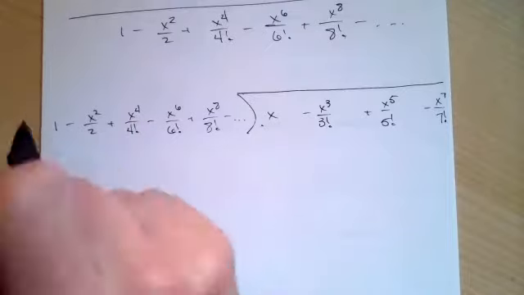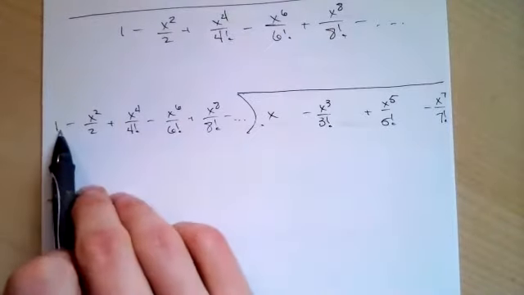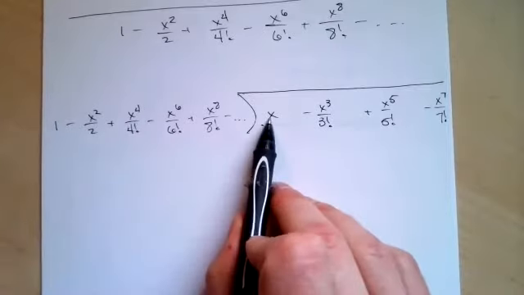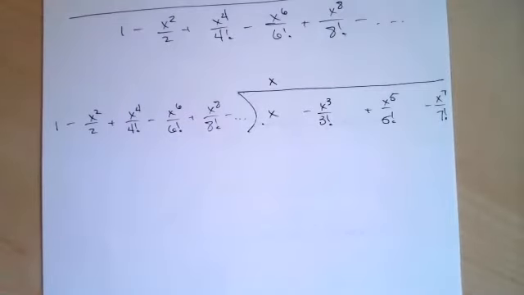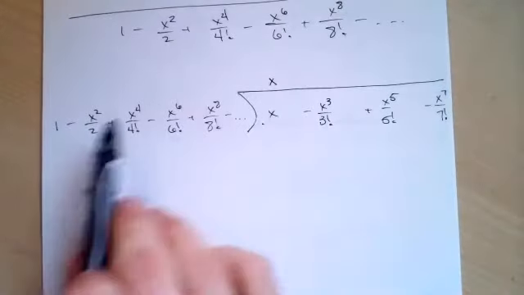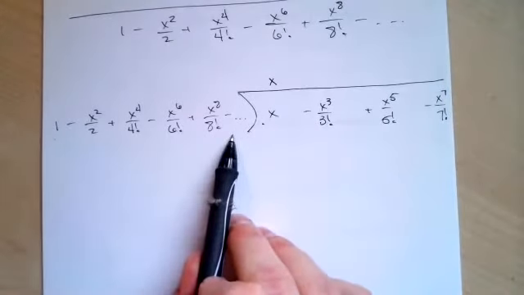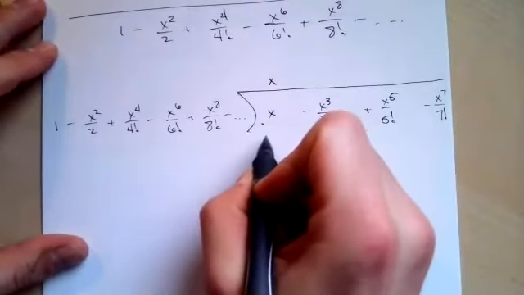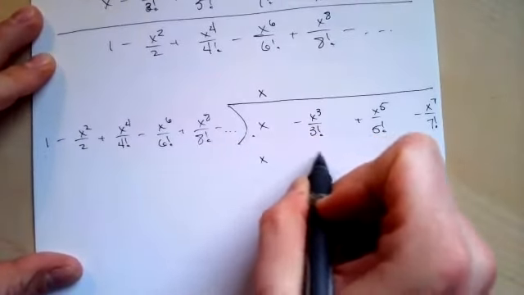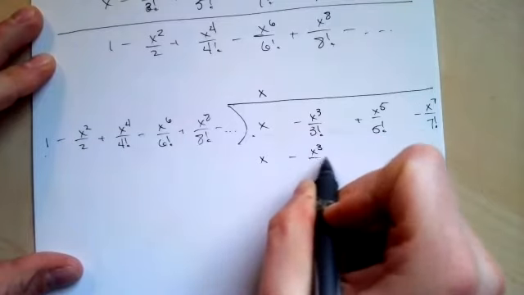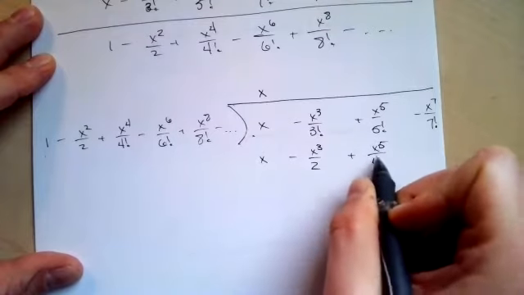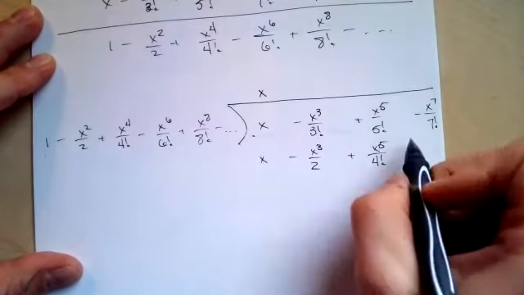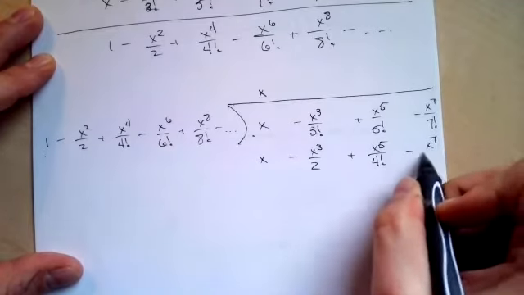So what we're going to do is look at the lowest powers, and we want to know how many times does 1 go into x. It goes into x number of times. And so now what we do is we take our x and we multiply by the entire polynomial. And what are we going to get? We are going to get x minus x cubed over 2 plus x to the 5th over 4 factorial minus x to the 7th over 6 factorial.